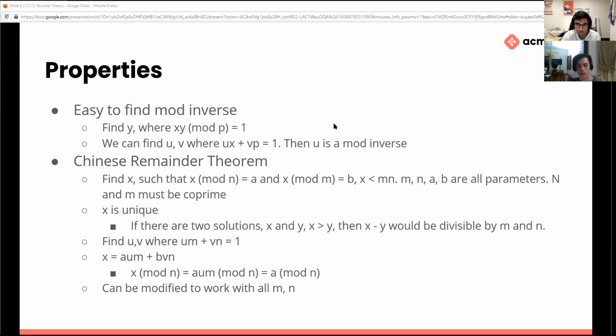Yeah, if the modulus and the number you're trying to invert are relatively prime, then you run the Euclidean algorithm and get 1, and then you found the inverse. If they're not relatively prime, it's not invertible. Right. Yeah. Right.